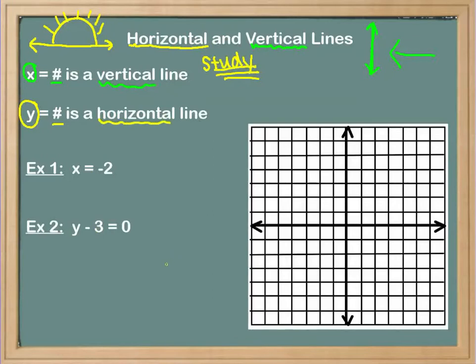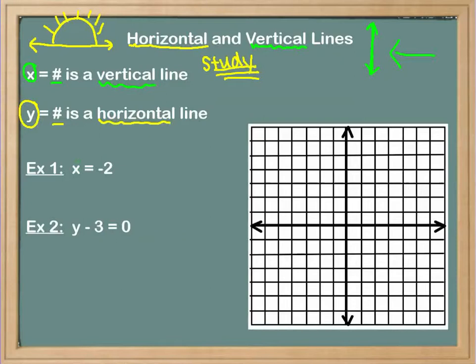So let's do two quick examples. These are really easy to graph once you study them. So let's start with example 1. X equal to -2. Which of these cases does it fall into? Is it a vertical line or a horizontal line?